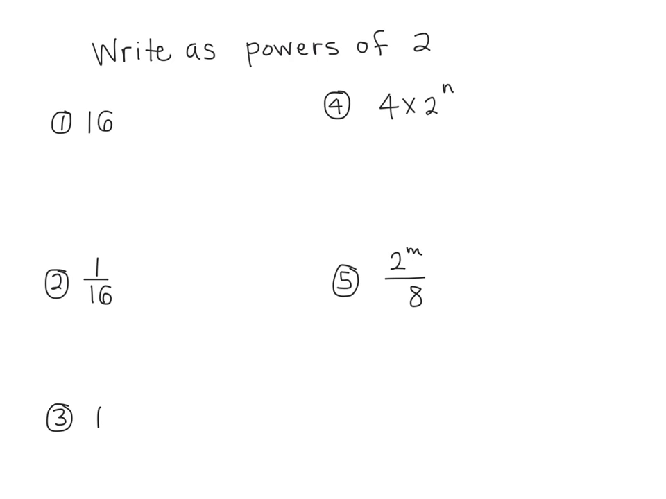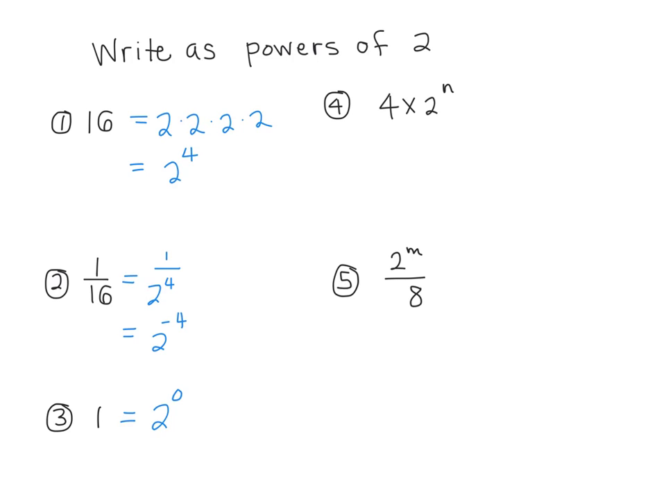Write as single powers of 2. 16 is equal to 2 times 2 times 2 times 2. Therefore, 2 to the 4th power. 1 over 16 is equal to 1 over 2 to the 4th power. So that's equal to 2 to the negative 4th power. 1. That's 2 raised to the 0 power. Any number raised to the 0 power is equal to 1.